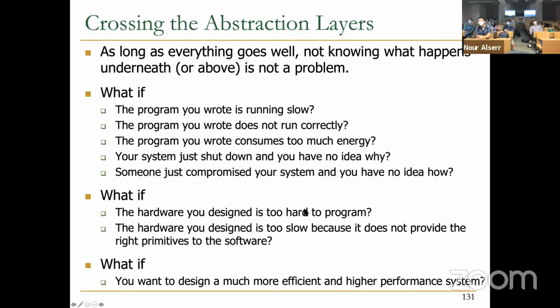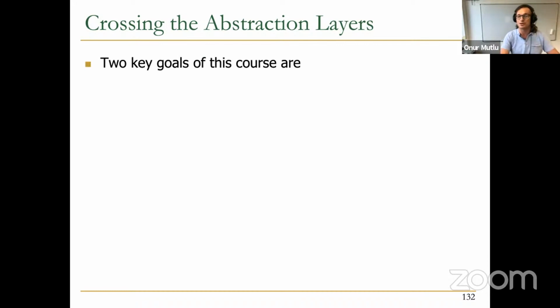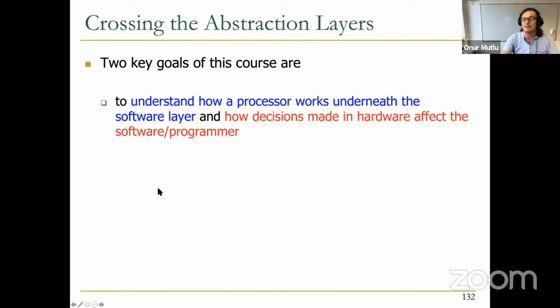Also, what if the hardware you designed is too hard to program? What if the hardware you designed is too slow because it doesn't provide the right primitives to the software? This is the hardware perspective, if you will. If you don't know what's going on at the higher levels of the stack, you may have no idea how to solve the problem. And what if you want to design a much more efficient and higher performance entire computing system, like a machine learning accelerator or a genomics accelerator? Then you really need to cross the layers. That's why crossing the abstraction layer is important. And hopefully in this course, we will cross the abstraction layers a lot. We'd like to understand how a platform works underneath the software layer and how decisions made in hardware affect the software and the programmer.